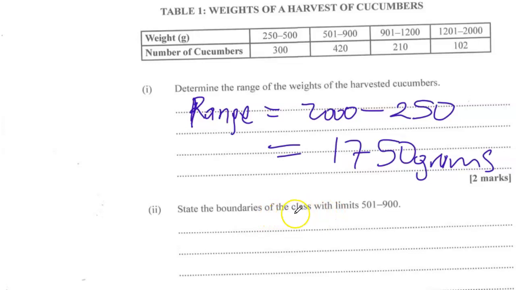Part 2, state the boundaries of the class with limits 501 to 900. That's this one. So to get the lower boundary, we subtract 0.5 from 501, so we're left with 500.5. And to get the upper boundary, we add 0.5 to the upper limit, so that will be 900.5.